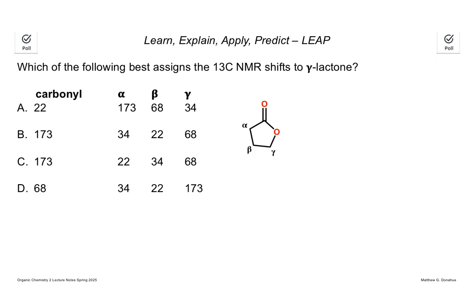So as a review, we have the carbonyl carbon, alpha, beta, and gamma. What chemical shift do you think each carbon atom would have?